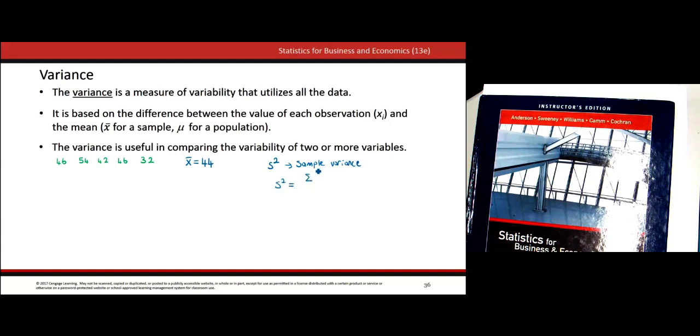We have sigma here, this means we will sum. What do we need to sum? Xi minus x bar squared, divided by n minus 1. So it is the sum from i equals 1 to n of xi minus x bar squared, divided by n minus 1.